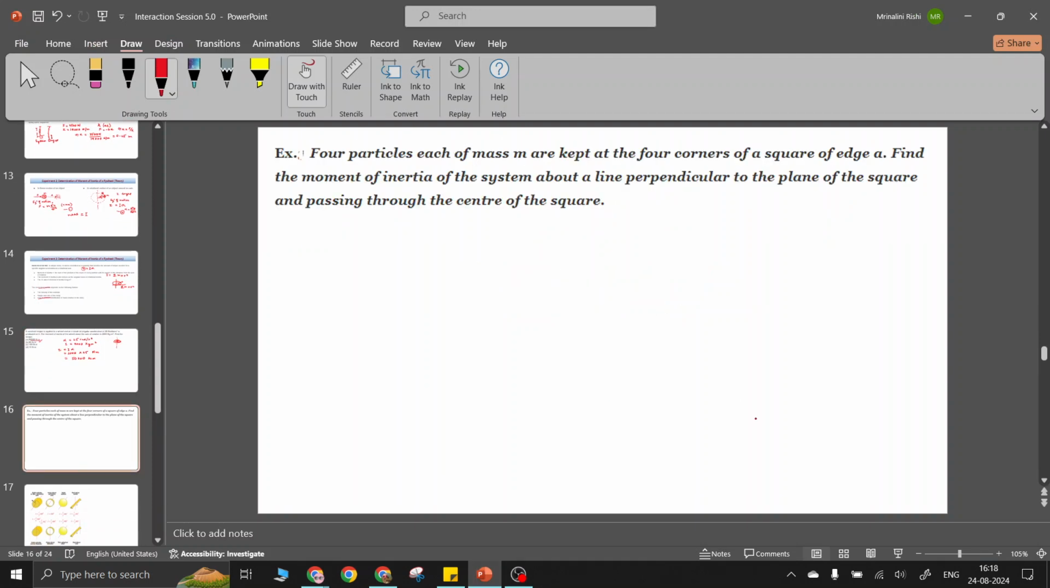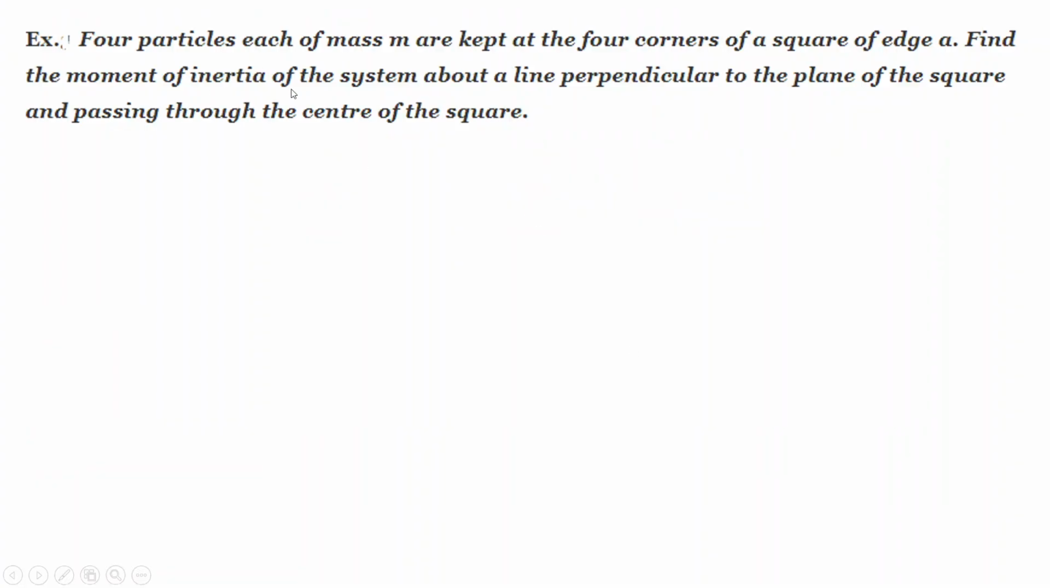Moving on to the next question. The question is, 4 particles each of mass m are kept at 4 corners of a square of edge A. Find the moment of inertia of the system about a line perpendicular to the plane of the square and passing through the center of the square. So let's make the figure accordingly first to understand what the question is asking and what we have to find out.